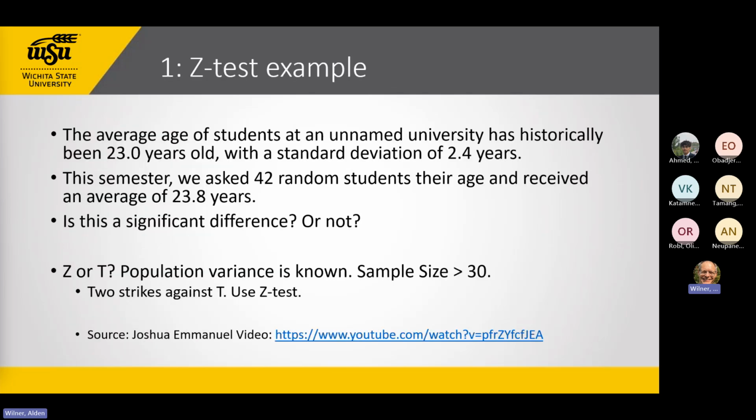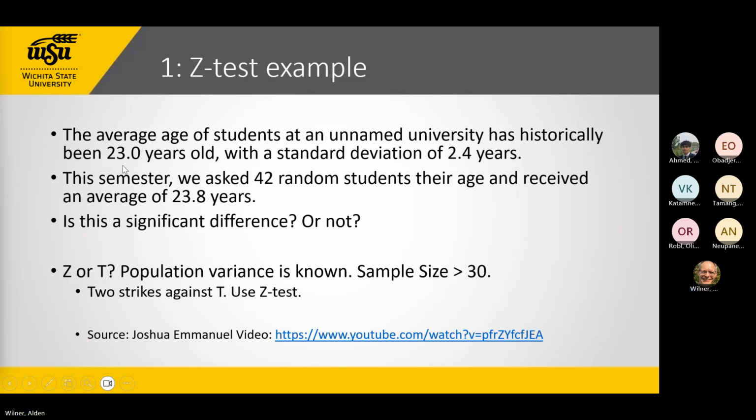In the z-test example, we have some university, wherever state university we'll call it, and the average age of students at this university has historically been 23.0 years old with a standard deviation of 2.4 years. So this semester we went out, we found 42 students, and we asked them how old they were. They gave us their ages, and we averaged that up, and we got an average of 23.8 years.